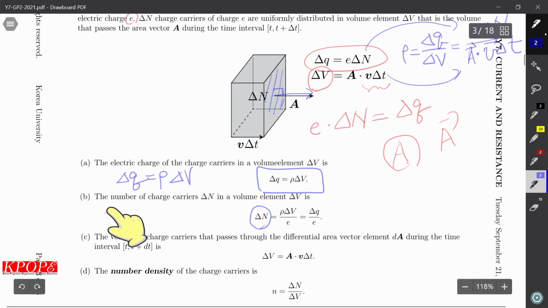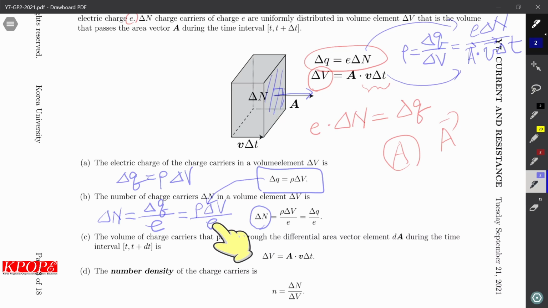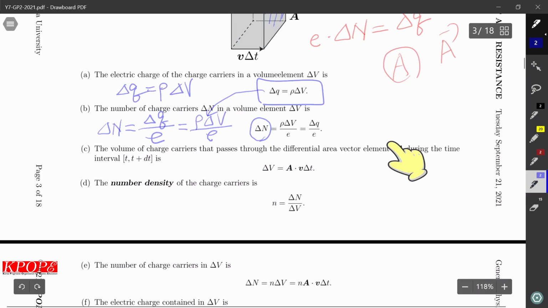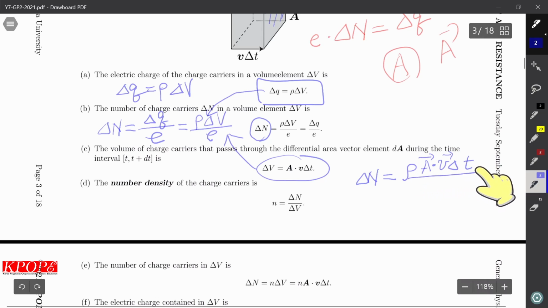The number of charge carriers, delta N, should be the charge divided by the amount of charge per single charge carrier. And this charge is expressed as density times volume divided by single charge. Okay. Now this volume is substituted in here. So delta N, the number of charges, will be rho delta V, A dot V delta T, over the single charge.